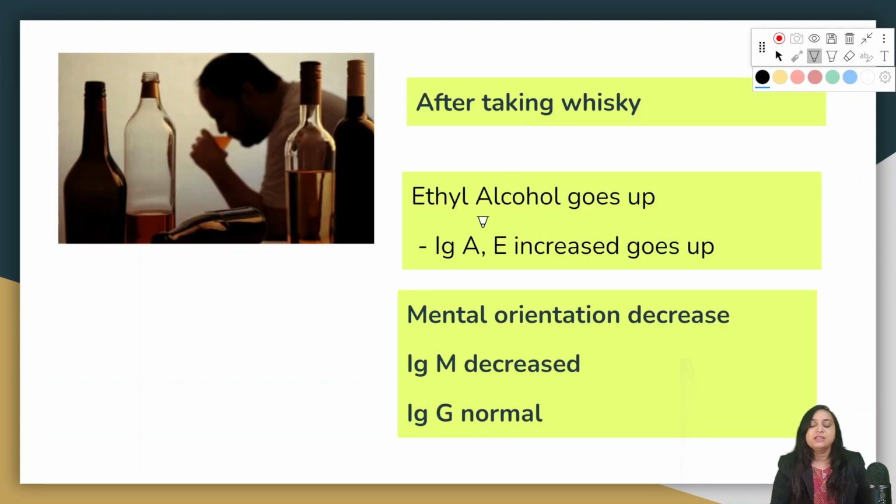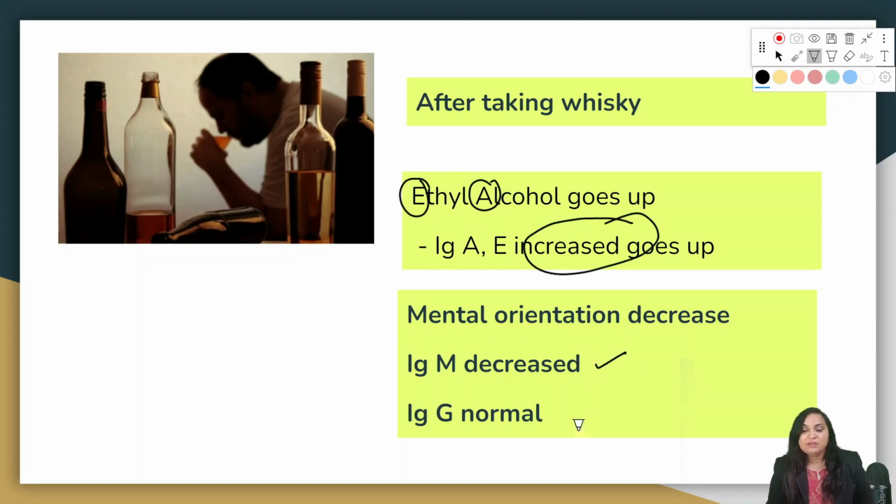But how are we going to remember the serological pointers toward Wiskott-Aldrich? We need to remember that after taking whiskey, ethyl alcohol goes up. So IgE and IgA will be increased, while IgM will be reduced and IgG will be normal. Mental orientation reduced, so M will be reduced and IgG will stay normal.